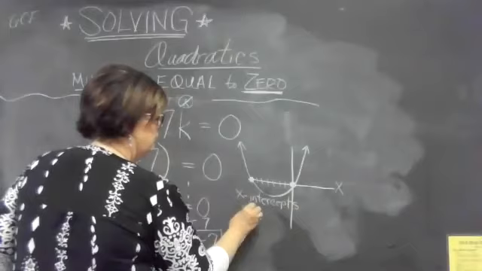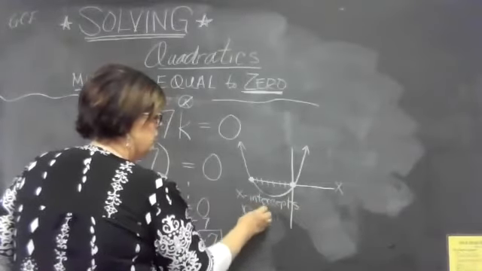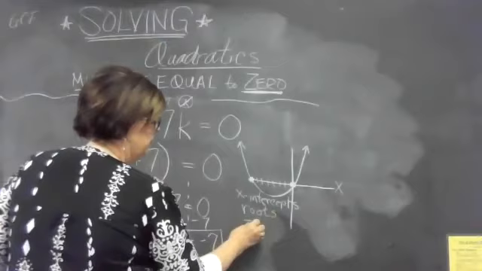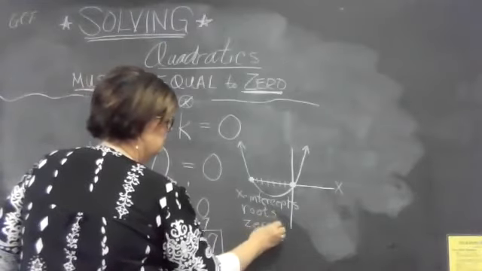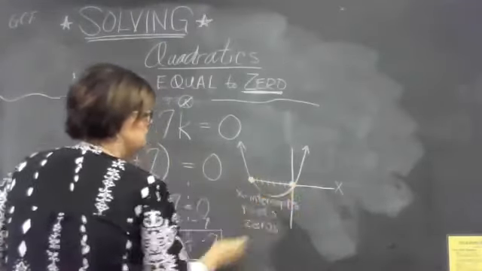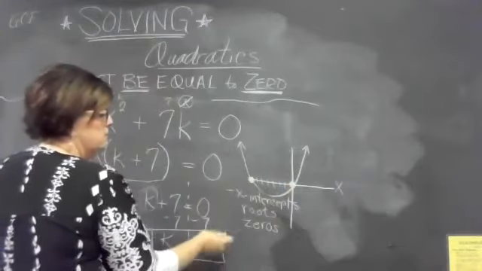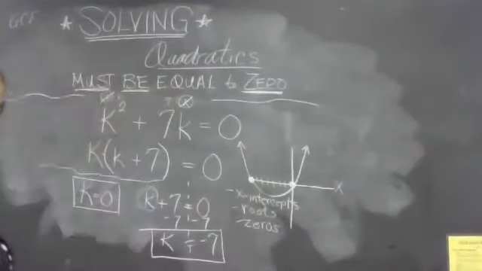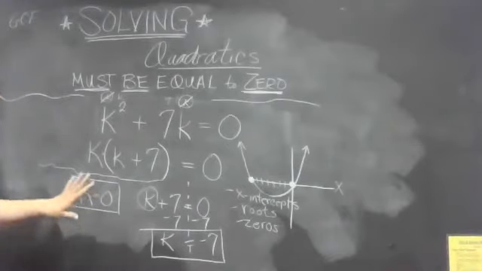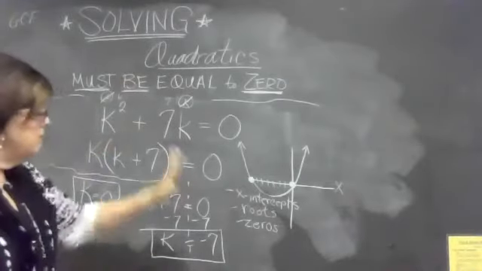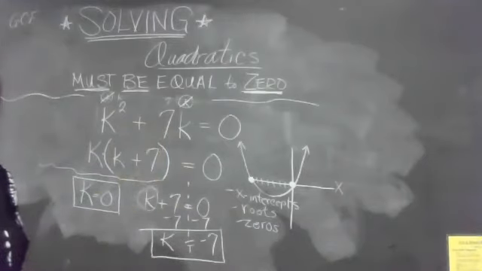X-intercepts, roots, this is a common one, roots, or zeros. Okay? These dots, these solutions can be called x-intercepts, roots, or zeros. So what you're finding, but right now, you just need to be able to factor, then solve. Okay, that's what we're going to do today.